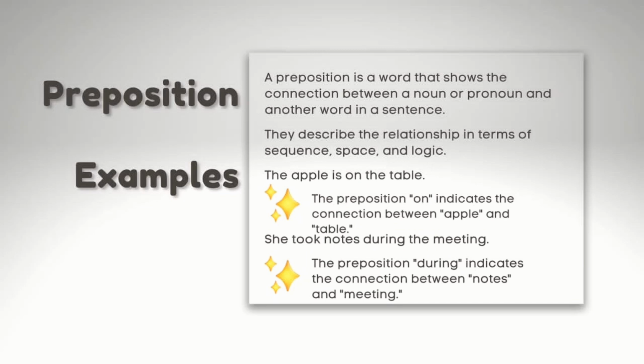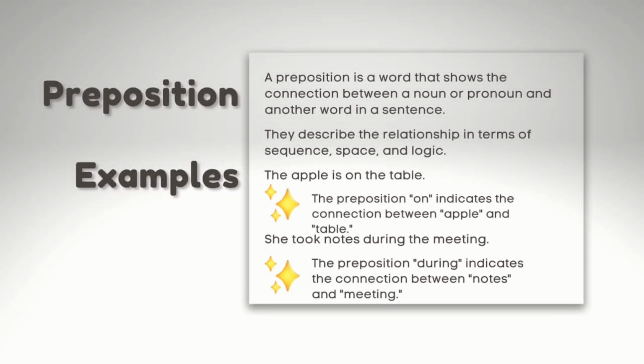Another example sentence is: she took notes during the meeting. That is to say that it was while the meeting was going on that she took the notes. We have the nouns notes and meeting. So what's the relationship between notes and meeting in this sentence? The notes were taken while the meeting was going on. So this is a preposition of time, telling us when the notes were taken. The preposition during indicates the connection between notes and meeting. Okay, so I hope you are getting it now.